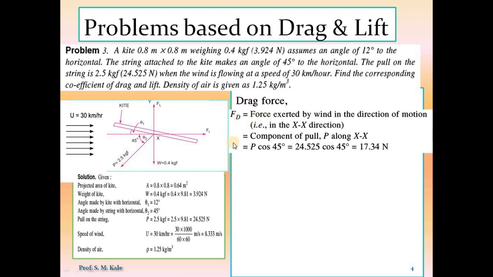So for calculation of FD, we will consider the component of pull along the x-axis, that means the horizontal direction, that is nothing but P cos 45. As we know the value of cos 45, we put it in and we will get the value of total drag force acting on the kite.